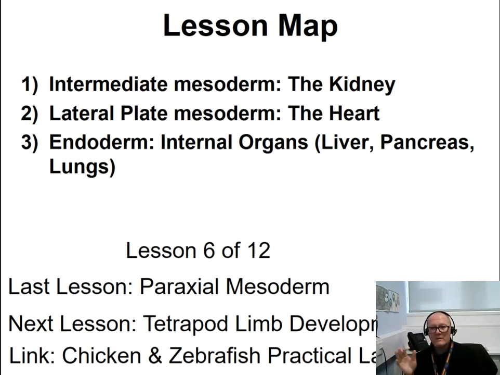The previous lesson was the paraxial mesoderm, so we talked about the derivatives of the paraxial mesoderm. In the next lesson, we are going to talk about the formation of the tetrapod limb, and this lesson is linked to both the chicken and the zebrafish practical laboratories.